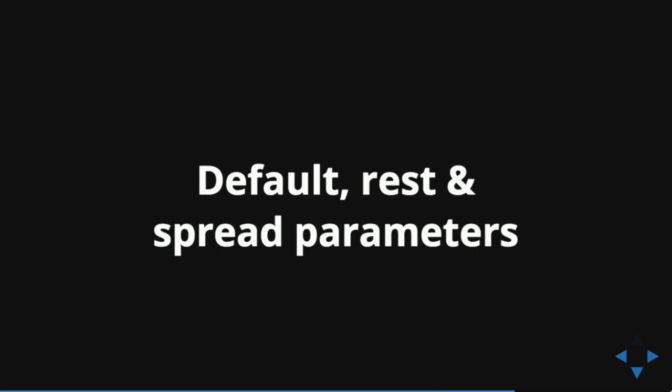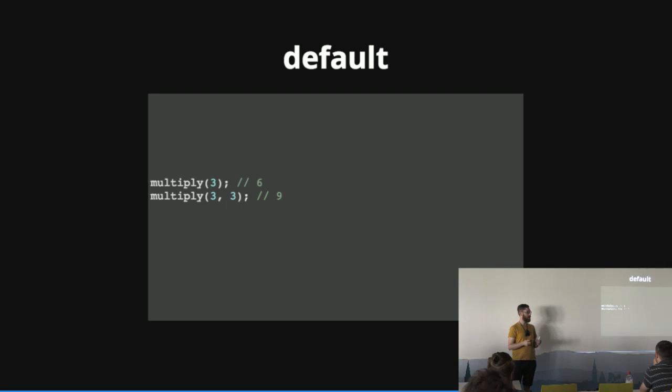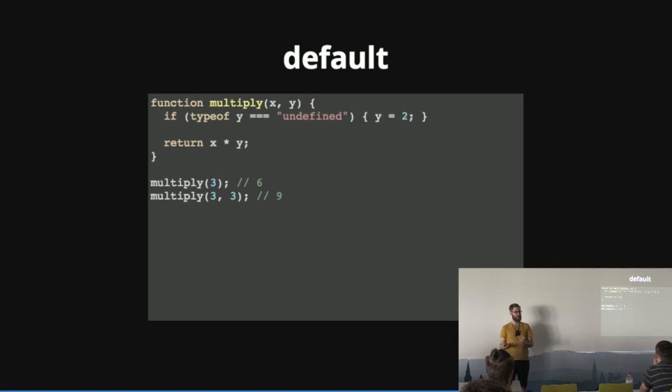So I come to the last thing of my talk, and that's called default, rest and spread parameters. Say you want a function called multiply, and the basic thing the function does is multiply the first parameter with 2, and if you add 2 parameters, it will multiply them with each other. So in this case, it will be 3 times 2 equals 6, and 3 times 3 equals 9. If you want to do that in ES5, it will be something like this. You have to check if y is undefined. If so, then y will become 2, and then you return x times y.